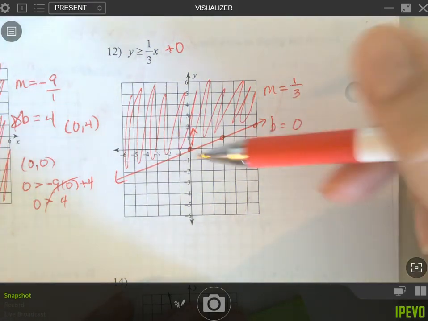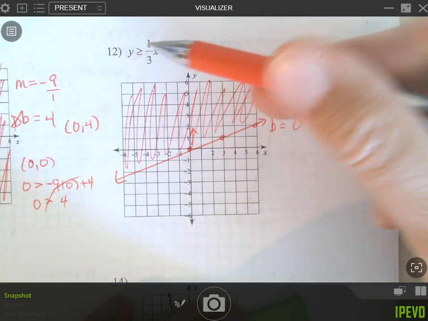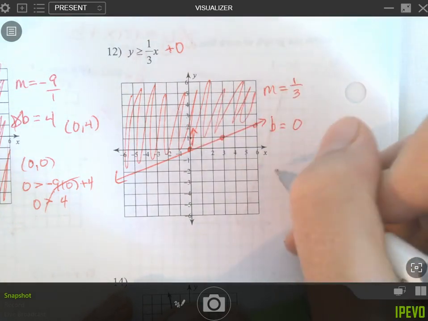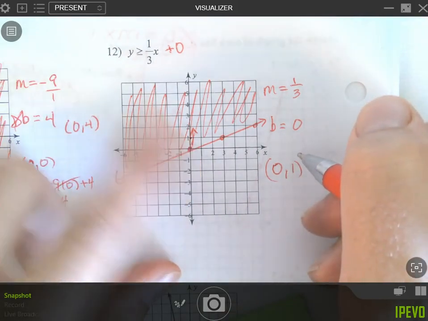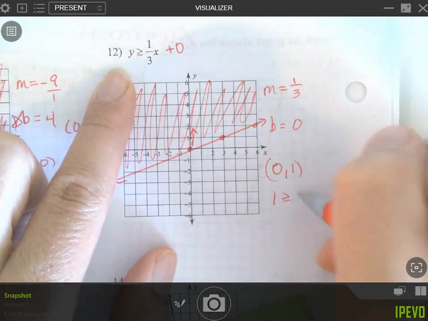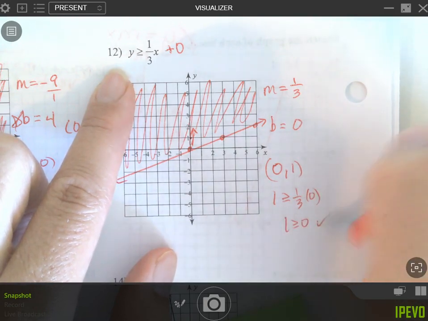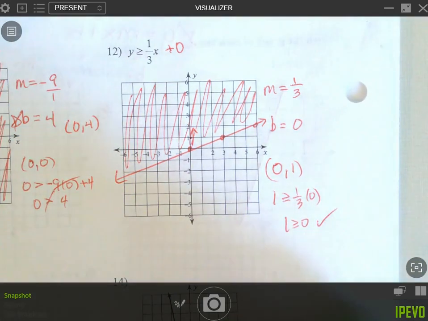If I want to use a test point and I test 0, 0, it's going to say it's equal. I would have to use a test point like 0, 1. So if you're doing a test point, you're going to have to pick something that's not on the line. So I picked 0, 1. 1 is greater than or equal to 1/3 times 0. Yes, 1 is greater than or equal to 0, so it works. I shade.